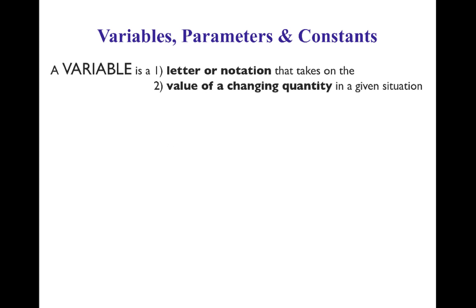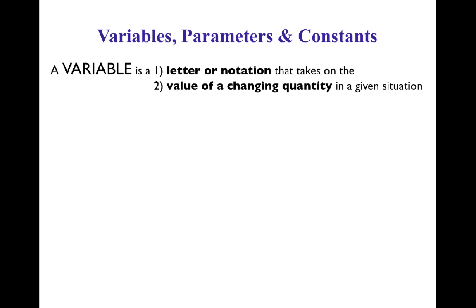Okay, variables, parameters, and constants. So let's review what we just talked about, what you read, and what you had in your Top Hat questions. First of all, variable. There's two aspects to it. It is a letter, or it could be a notation, right? There could be more than just one letter, and we'll see that later in class.